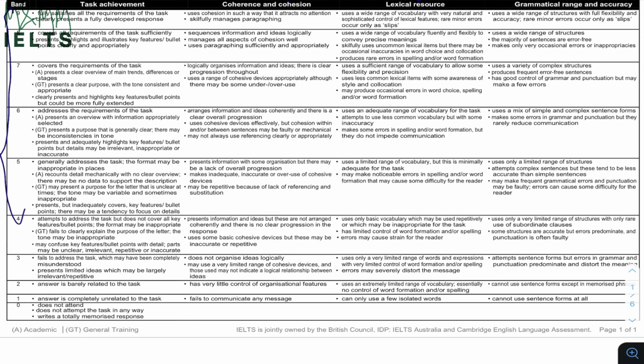If you read this lexical resource column over here, it says uses a wide range of vocabulary with very natural and sophisticated control of the features, rare minor errors. I'm not asking you for band 9, but even for band 7 and 8, you have to understand that it's important to use good vocabulary words, but only and only use them if you know how to use them, if you know where those words go. Do not memorize just general words and start using them everywhere. The words and phrases that you're trying to use should match, the tone should match the task that you have just written or typed down.